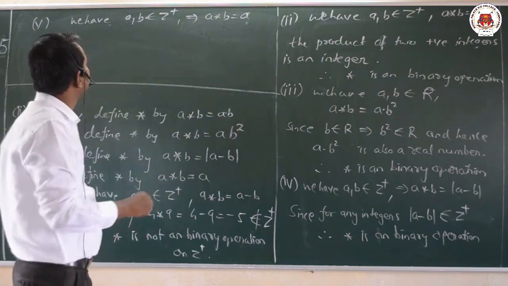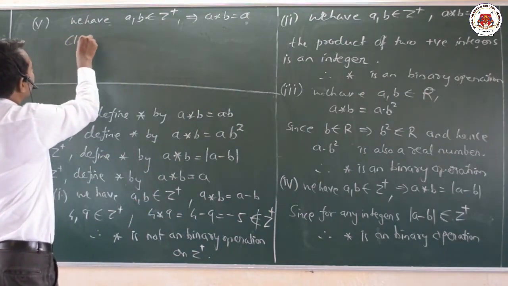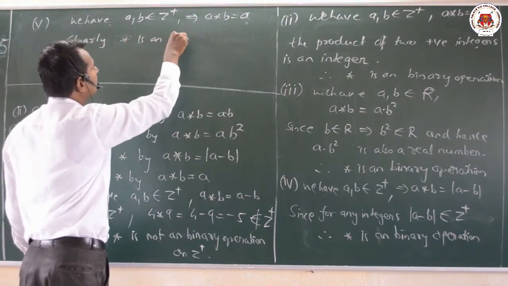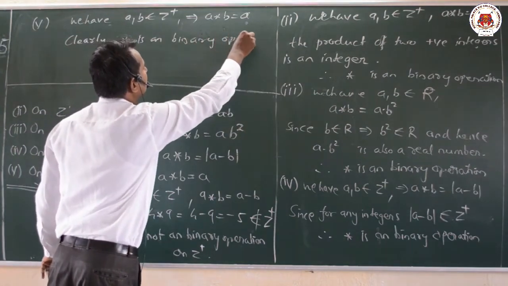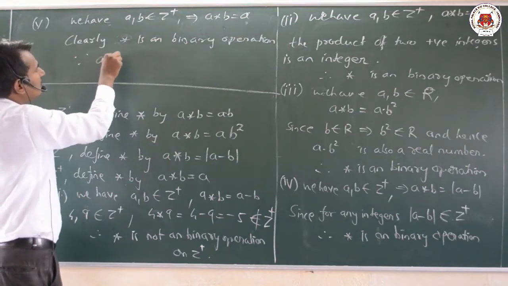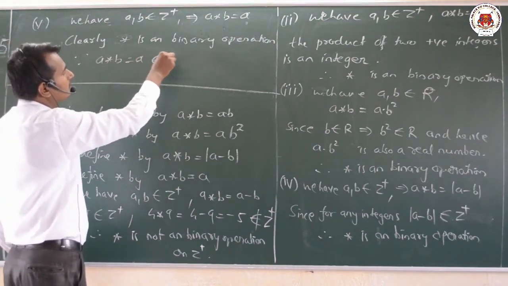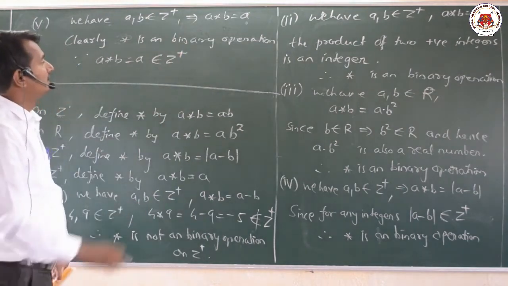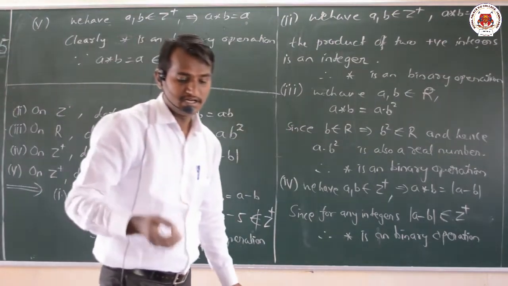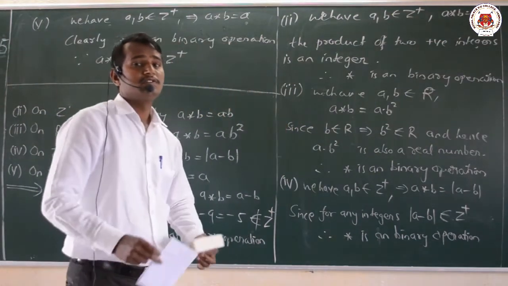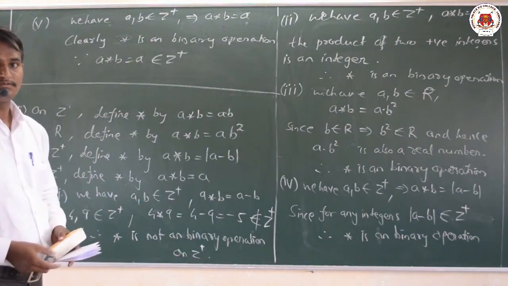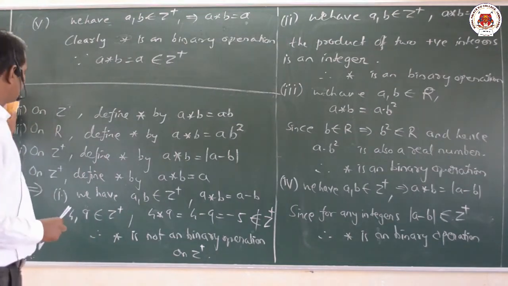That means clearly star is a binary operation, because A star B equal to A belongs to Z plus. Therefore it is a binary operation. Dear friends, the problems related to this are very simple. Before going to the next video, please pause the video to note it down. Now let us move on with the next problem.